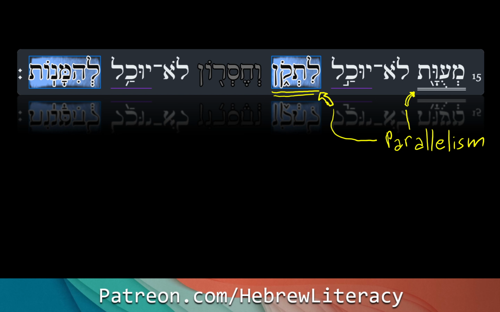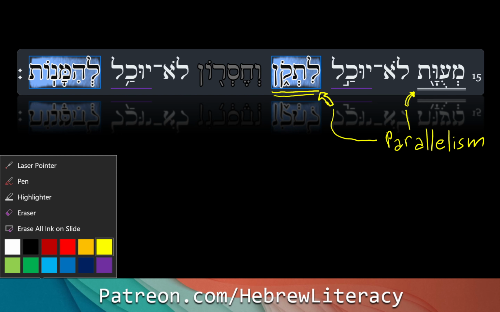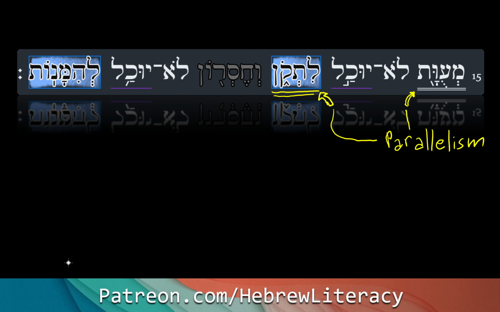So if the first word is me'uvat, and this Hebrew parallelism is a concept that's used a lot in the Hebrew Bible, something which is bent, something which is crooked, right? This could be a crooked person. Lo yuchal, cannot be, or is unable to be. By the way, that yod there is telling us it's he. He cannot be litkon or lehitakein, be strengthened.